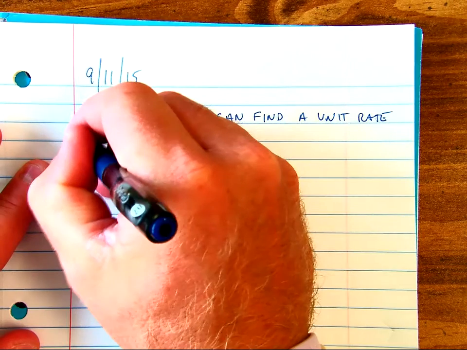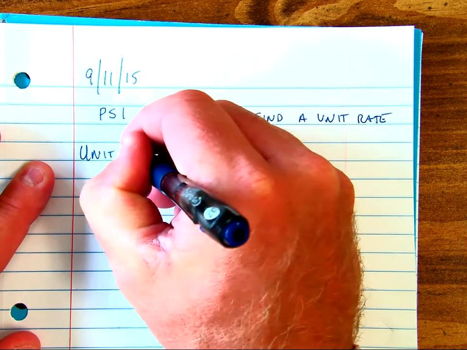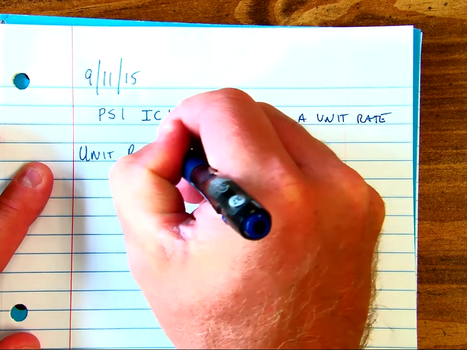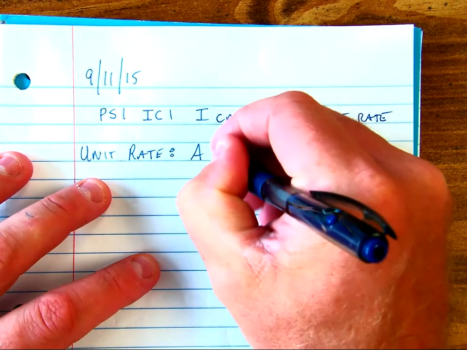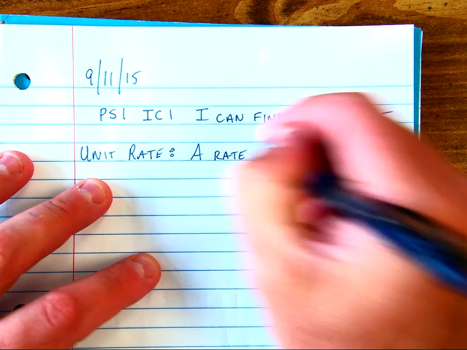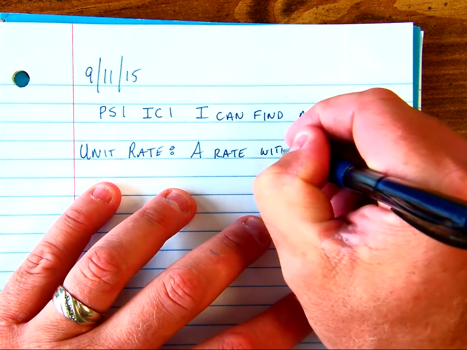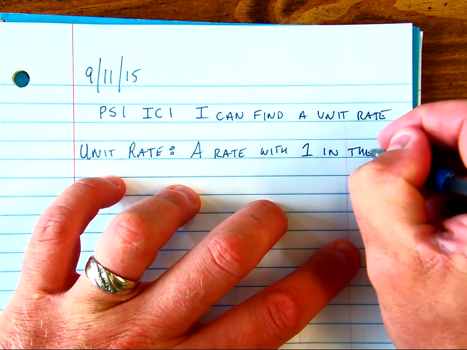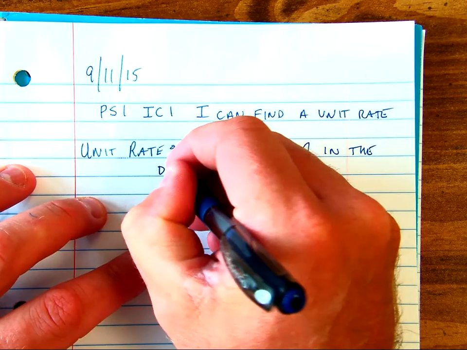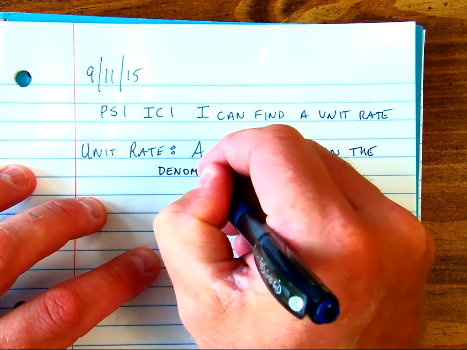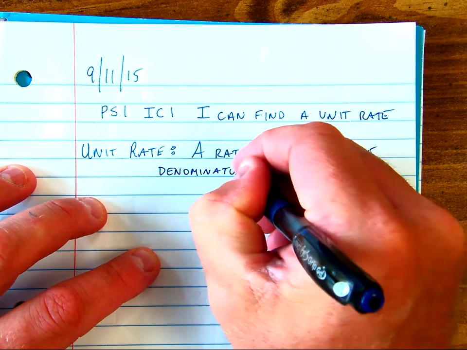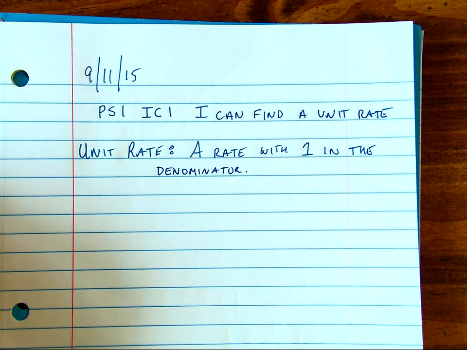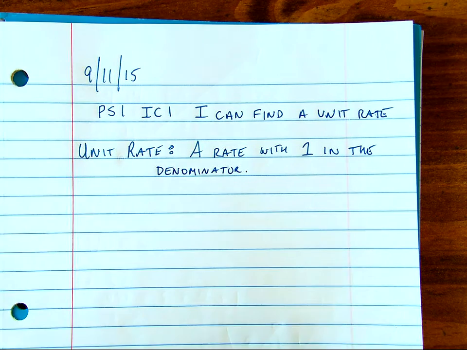And if you recall, yesterday I said that a unit rate is a rate with 1 in the denominator. Now, is the denominator the top number or the bottom number? Bottom number. Okay, 1 has to be in the bottom number.